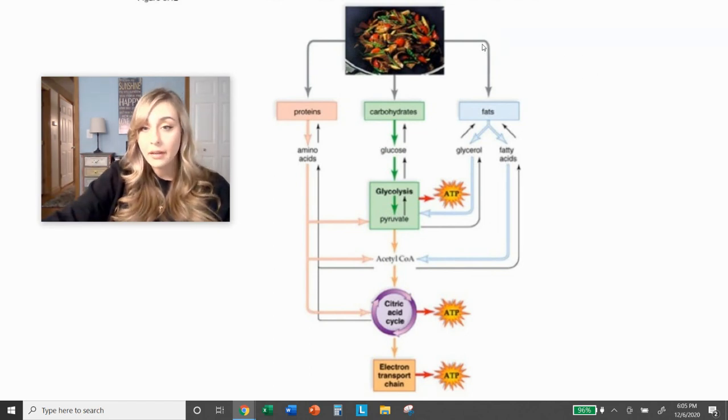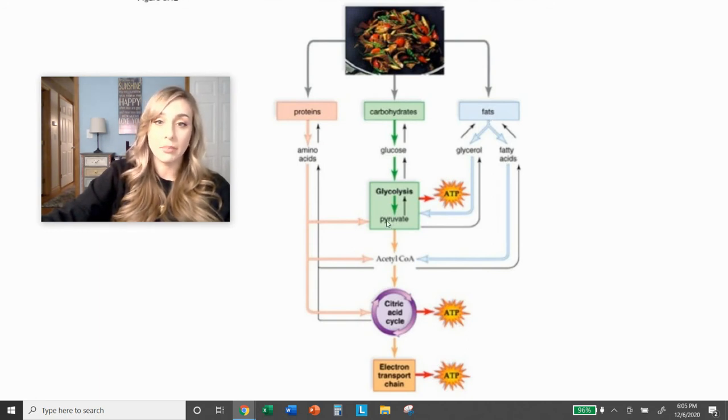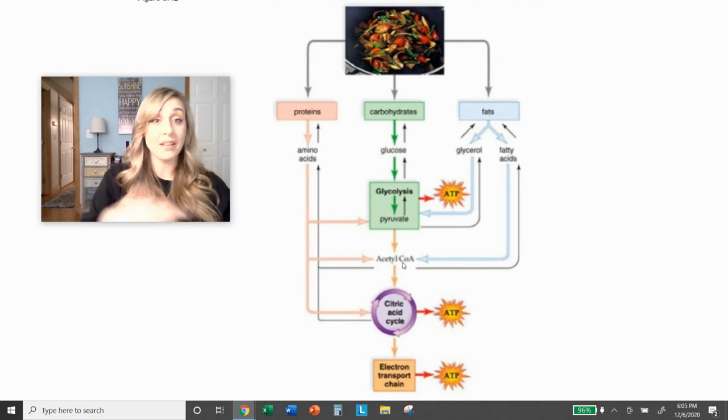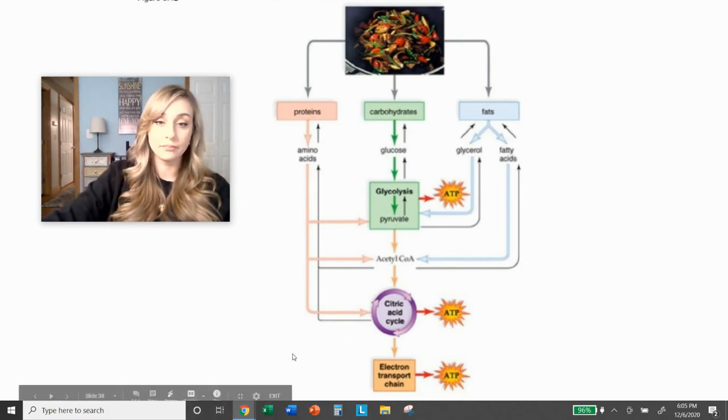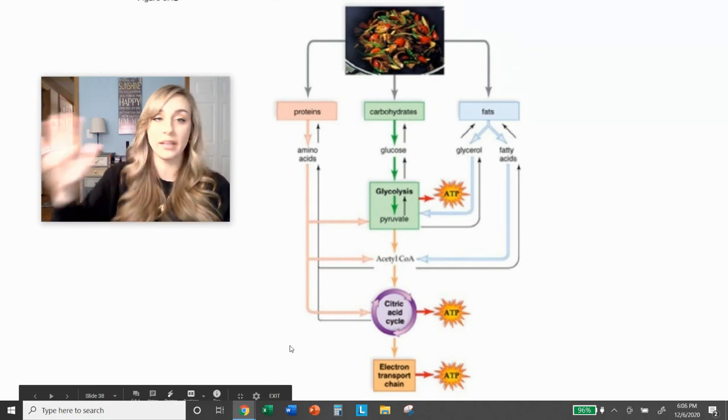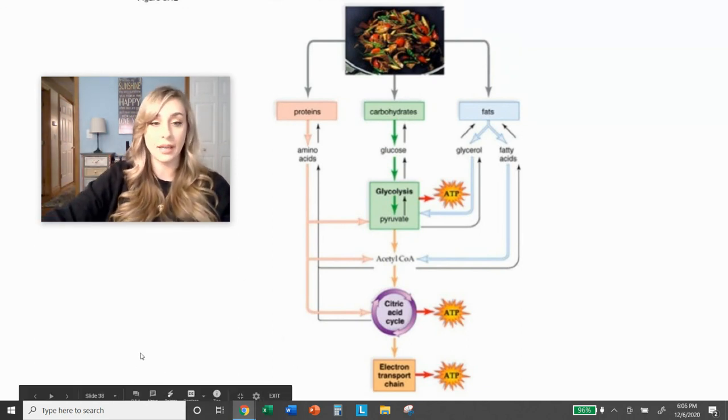Fats, on the other hand, can be broken down into glycerol, that's the head of a fat, and their tails, the fatty acids. Glycerol can enter glycolysis and be broken down into pyruvate, whereas fatty acids can be used to generate acetyl-CoA. That's nice in terms of our fitness, because if you don't have access to glucose, there are other molecules in the body that can be metabolized to run cell respiration. Our cells are so well adapted for this process. It's crazy when you think about it.